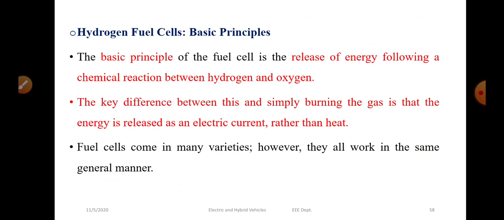Now let us see the basic principle of the hydrogen fuel cell. The basic principle of the fuel cell is the release of energy following a chemical reaction between hydrogen and oxygen. Hydrogen and oxygen react together to liberate water and also electrical energy.